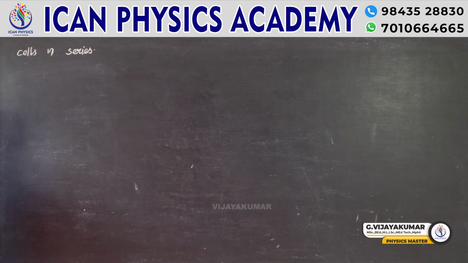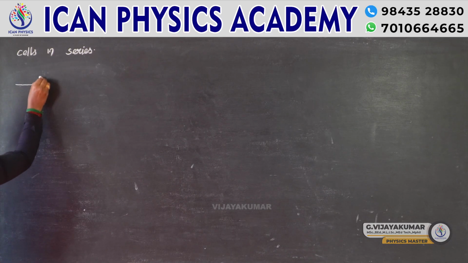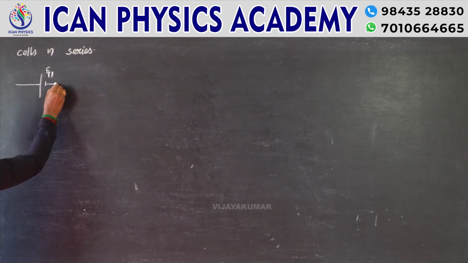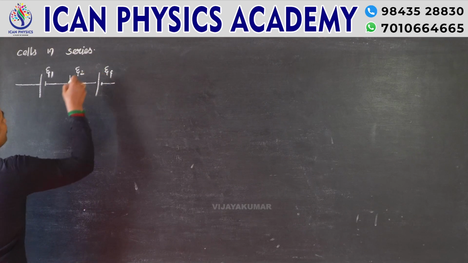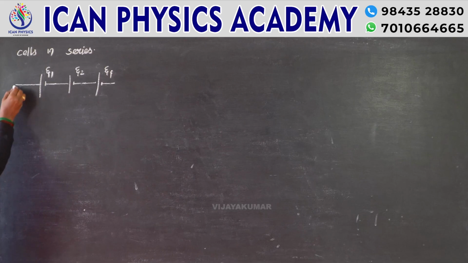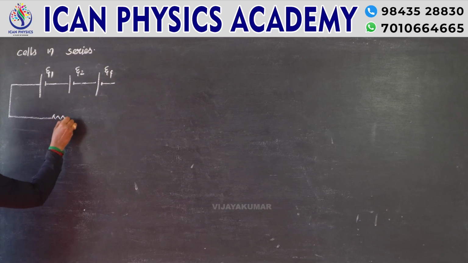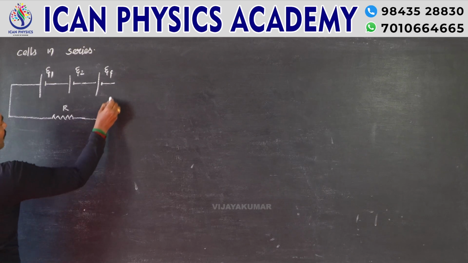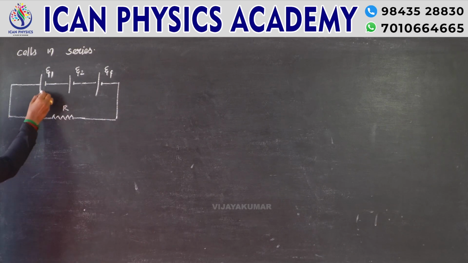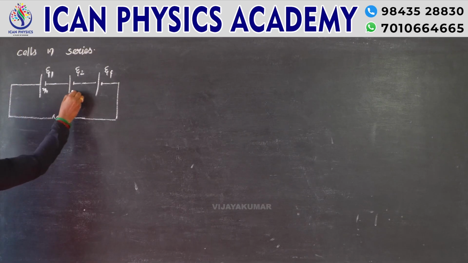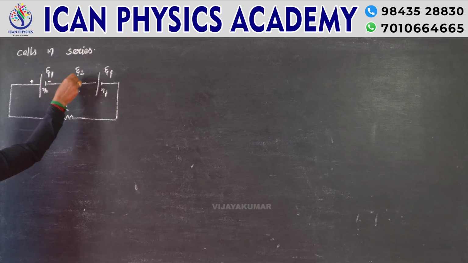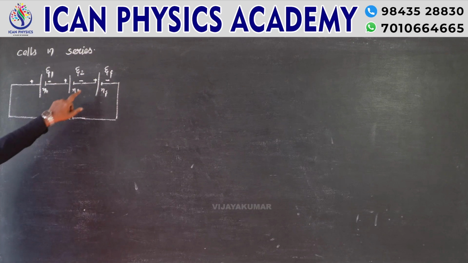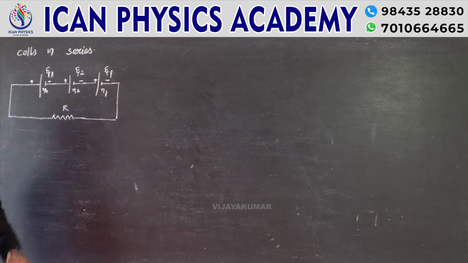Okay. So the next topic is cells in series. Let us consider a cell of EMF psi 1, another cell of EMF psi 2 and another cell of EMF psi 3 connected in series to the external resistance capital R. Now its internal resistance is taken as r1, r2 and r3. Just look at the connection, how it is connected. The positive terminal is connected with the negative, then it is said to be cells in series.